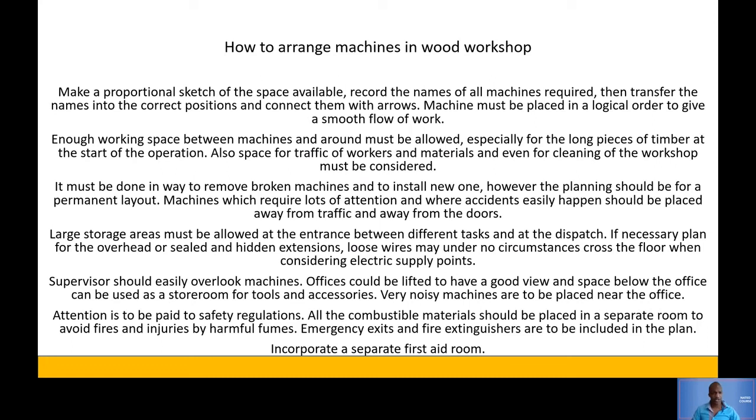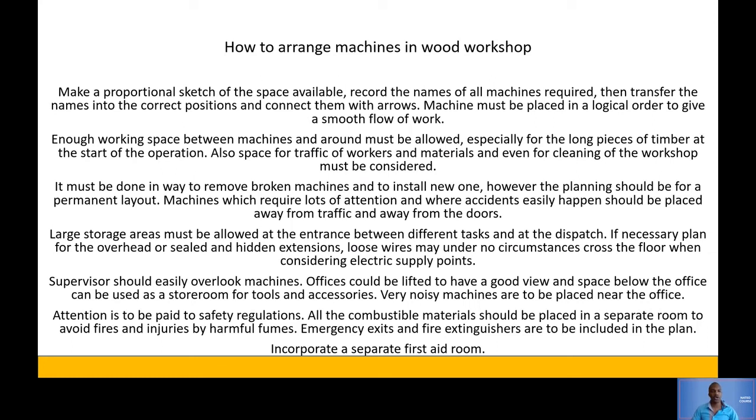Okay. Large storage areas must be allowed at the entrance. This is just talking about how you should have storage areas, and it makes sense for them to be near the entrances, because just think about it. You're moving from the workshop to the joinery shop. As you enter the joinery shop, you really need to have a storage facility next to the entrance. It just makes logical sense.